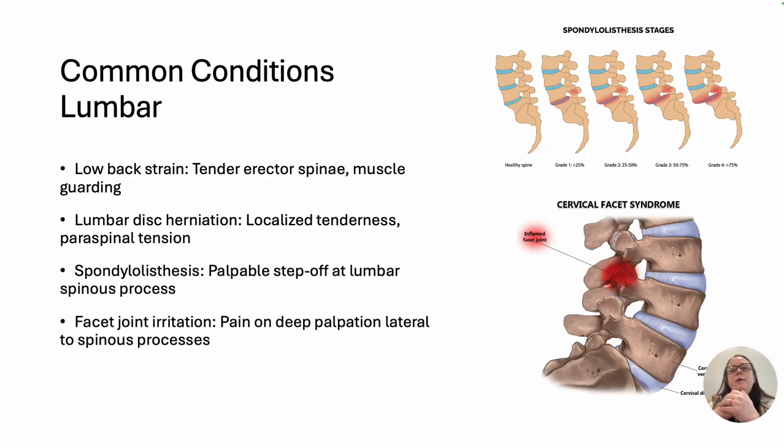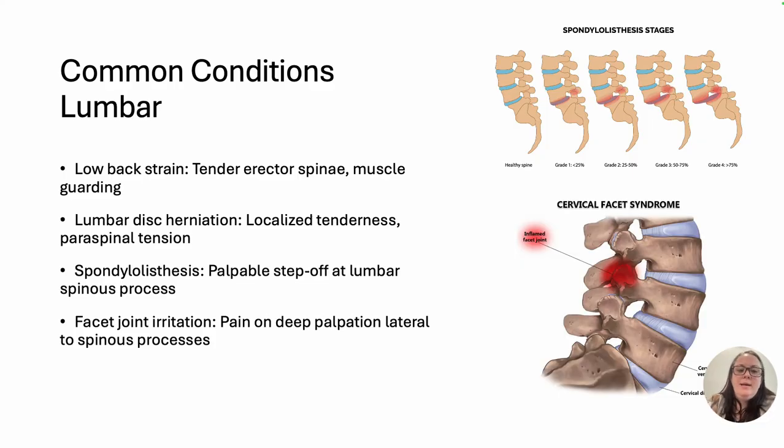Then we have lumbar disc herniation or bulging. So any disc issue could happen anywhere on the spine: cervical, thoracic, lumbar. Lumbar is like a good spot where most of it happens. It can cause localized tenderness along the paraspinals, those muscles along the spine, and other referred pain. Then we have, this is a mouthful, spondylolisthesis. Spondylolisthesis. Say that 10 times.